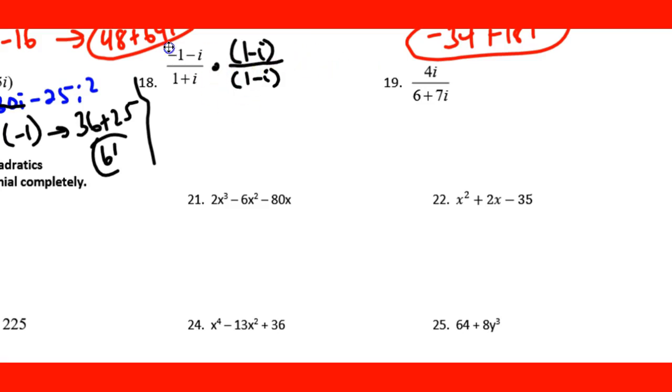And what we do is FOIL the top. So you get negative 1 times 1, that's negative 1. Negative 1 times negative i is positive i. Negative i times 1 is negative i. And negative i times negative i is going to be a positive i squared. At the bottom, 1 times 1 is 1. 1 times negative i is negative i. i times 1 is positive i. And i times negative i is negative i squared.